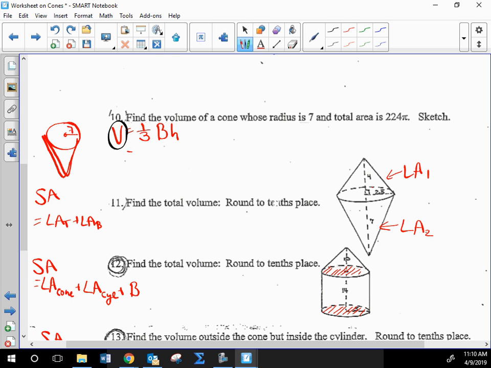So I have 1/3 pi r squared, 7 squared? 49. 49 pi. Now, do I have my height? No, I still need that. So I'm going to just write h. They didn't tell me my height. What did they tell me? The total surface area. So let's write out our equation for that. Our total surface area is our lateral plus how many bases? Just one base. They told us our total surface area is 224 pi.